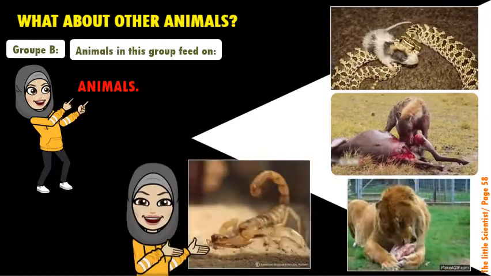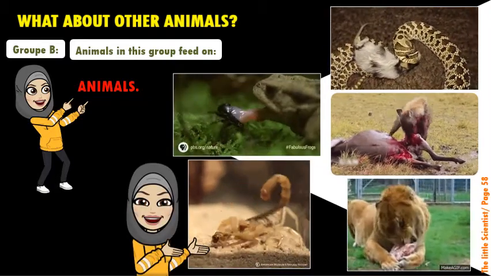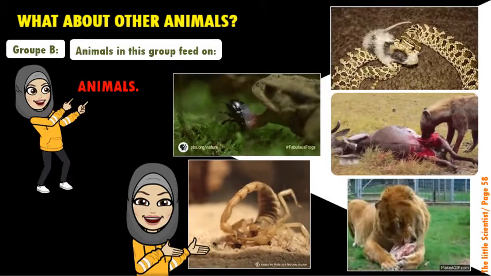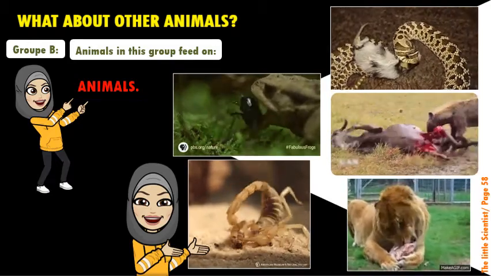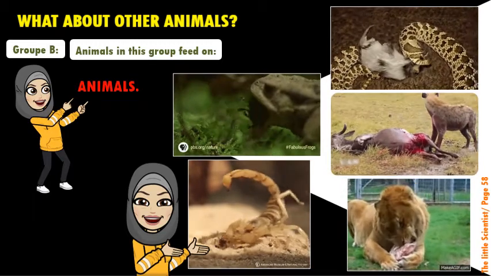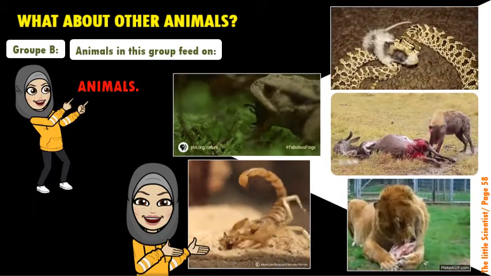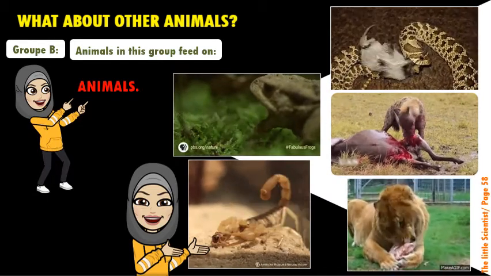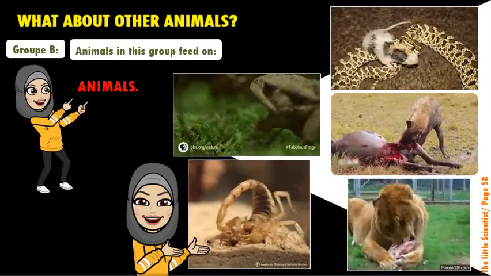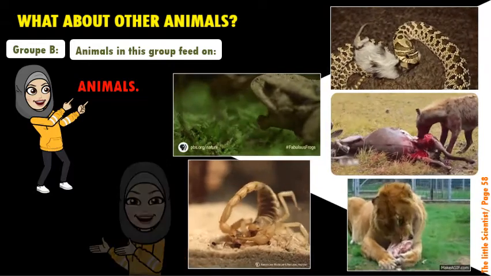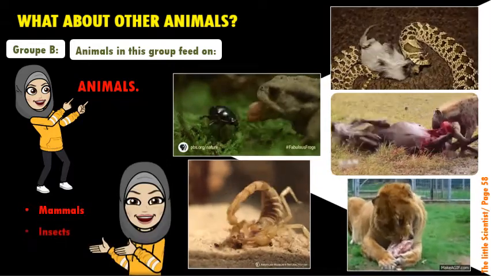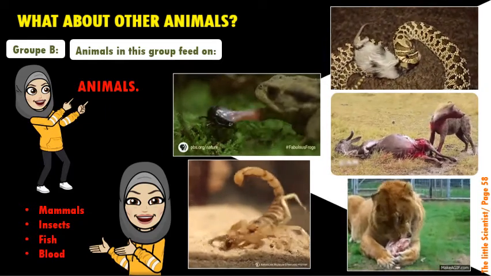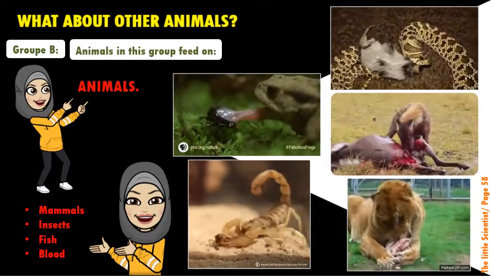Other examples of animals that feed on meat, I chose the scorpion and the frog as examples. The scorpion eats insects. The frog also is eating an insect. So, the snake, the hyena, the lion, the scorpion, the frog are feeding on animals. These animals can be mammals, they can be insects, fish. Also, we have animals like the mosquito that feeds on blood.